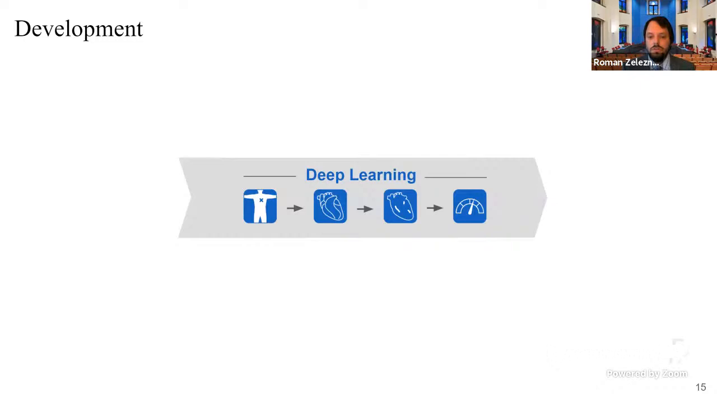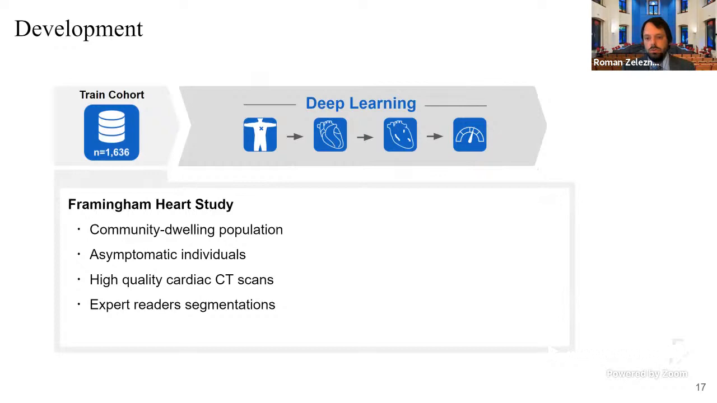We therefore used a large number of high-quality CTs from the Framingham Heart Study. This is a community study, including individuals from the general population, healthy and not healthy. Additionally, we had manual heart and coronary calcium segmentations from experienced medical experts.